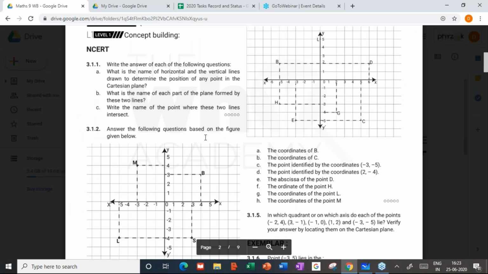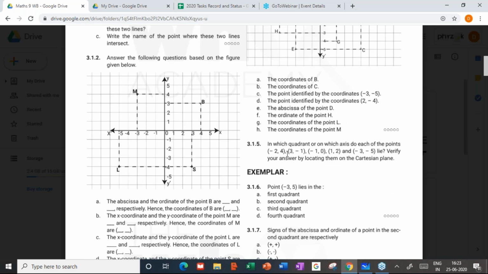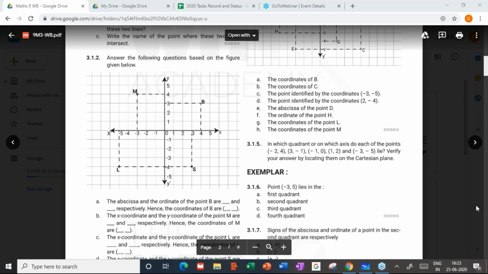Answer the following question based on the figure below. Okay, let's see this. First part, abscissa and ordinate of point B. So what is abscissa and what is ordinate? Just tell me one by one. I want to know abscissa and ordinate separately. Okay, cool. I'm getting mixed answers. Some are saying it's 3 comma 4, some are saying it's 4 comma 3.